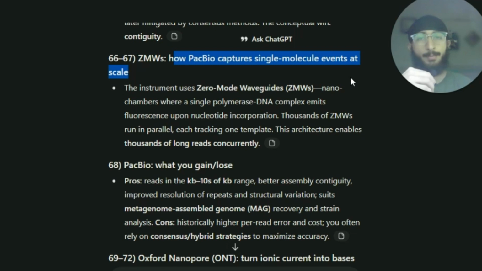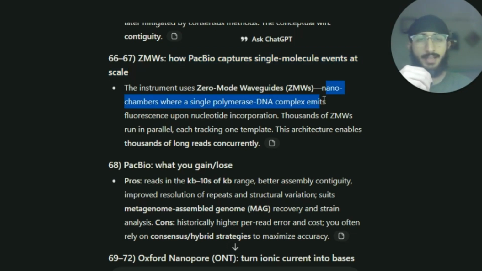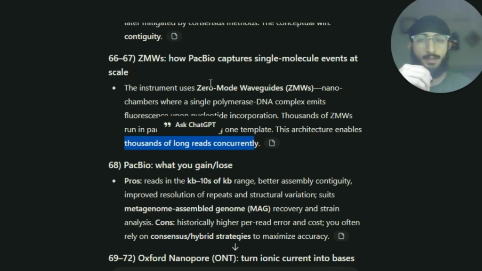Then ZMW is how PacBio captures single molecule events at scale. The instrument uses zero mode waveguides, ZMWs, nano chambers where a single polymerase-DNA complex emits fluorescence upon nucleotide incorporation. Thousands of ZMWs run in parallel, each tracking one template. This architecture enables thousands of long reads concurrently.